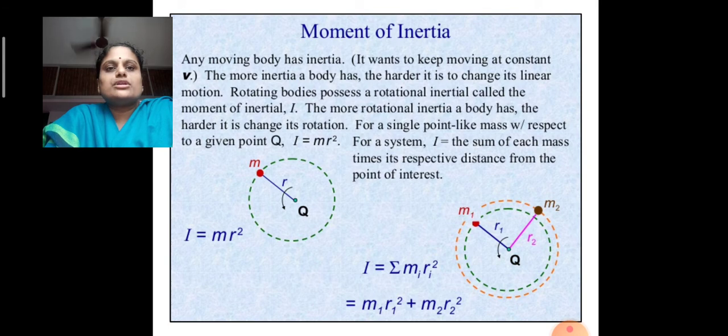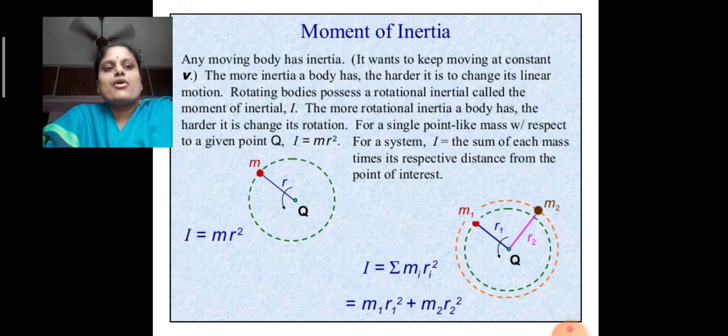Now let us discuss the topic moment of inertia. You are familiar with the term inertia for linear motion. In the case of rotational motion, it is known as moment of inertia. The more the inertia, we know it is harder to change its linear motion. Likewise, rotating bodies possess a rotational inertia which is called the moment of inertia, and the more the moment of inertia, the harder it is to change its rotation.